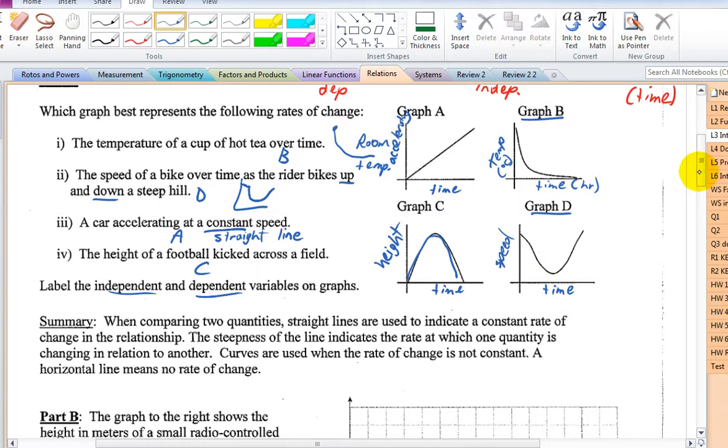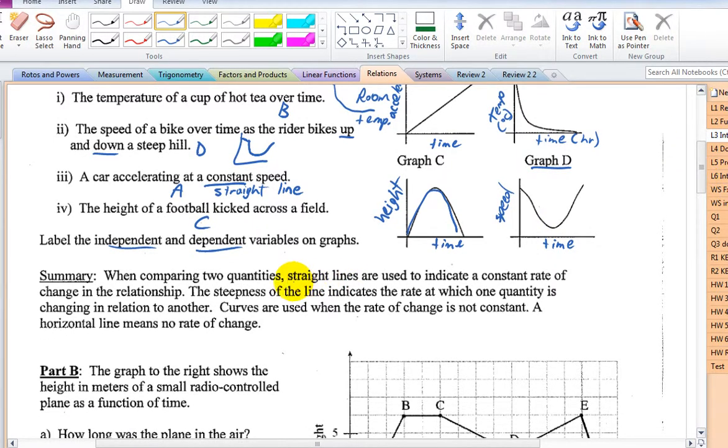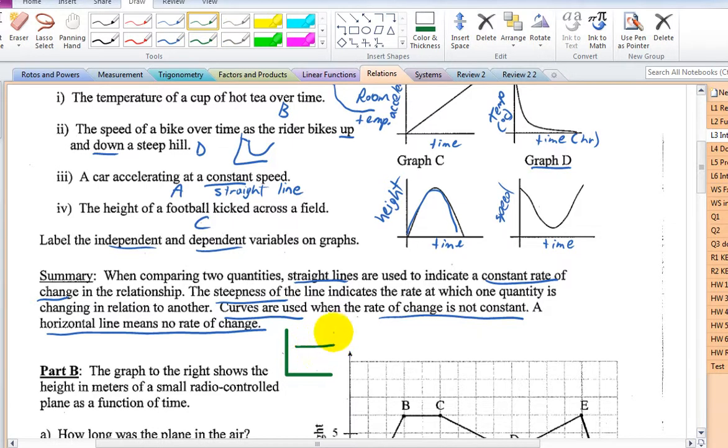Good. So, summary. Straight lines mean constant rate of change. The steepness indicates the rate at which one quantity is changing in relation to another. Curves are used when the rate of change is not constant. Now, a horizontal line means no rate of change. So right here, if we graphed simply a straight line, there is no rate of change.